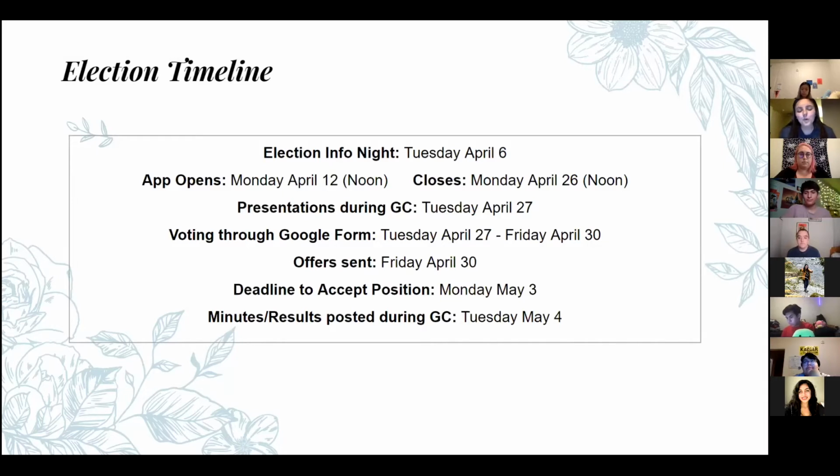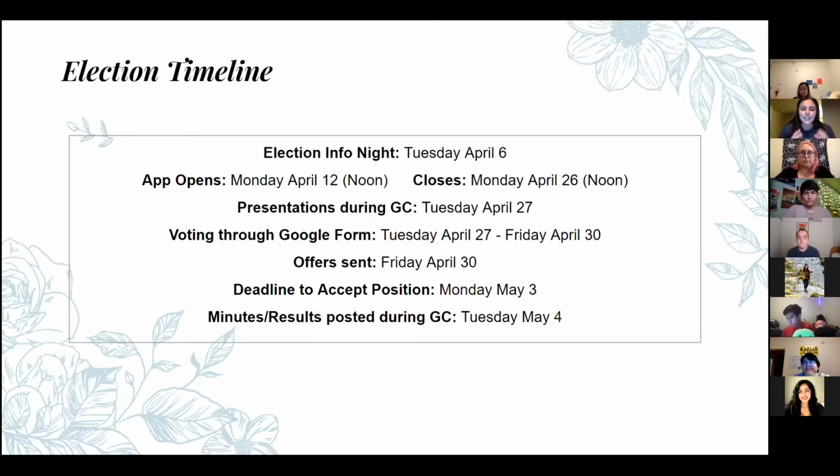Voting through the Google form will be between Tuesday, April 27th to Friday, April 30th. And again, that's going to be emailed out to everyone that lives in housing. We'll send offers to the candidates who are selected on Friday, April 30th. So make sure you're looking out for your email that day.